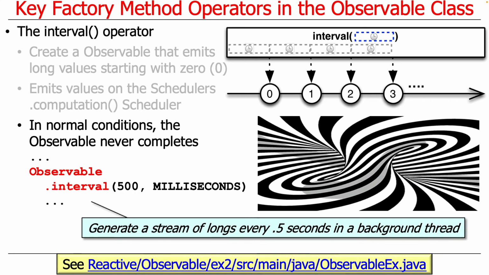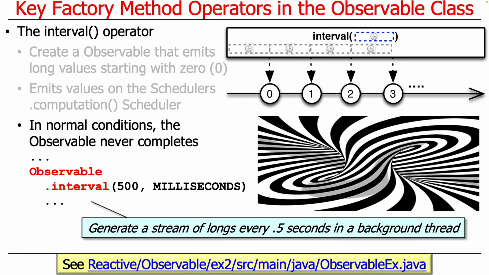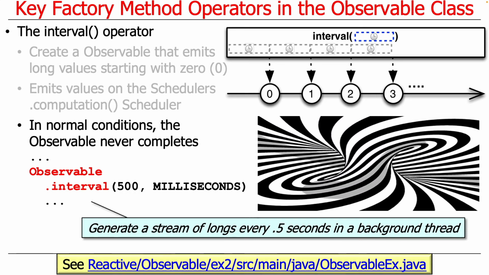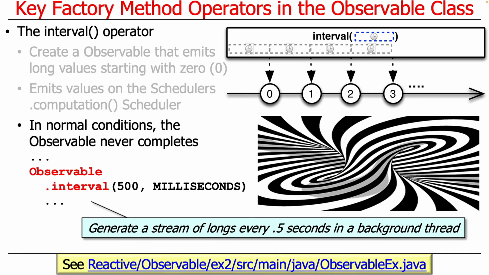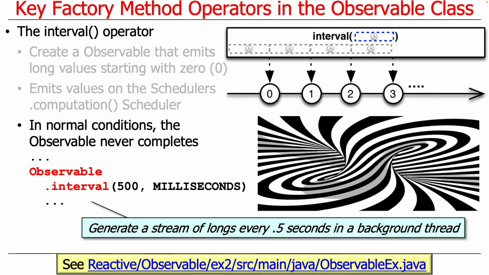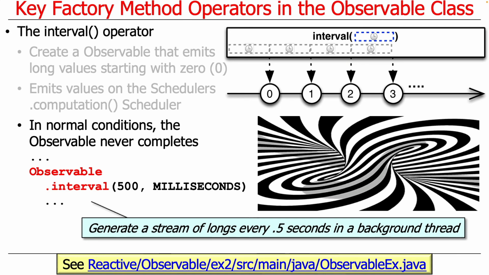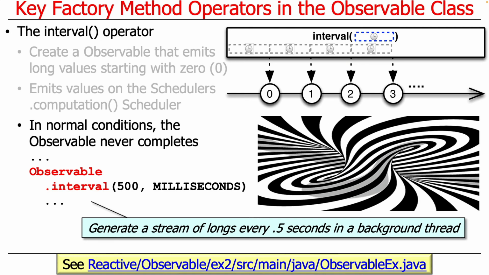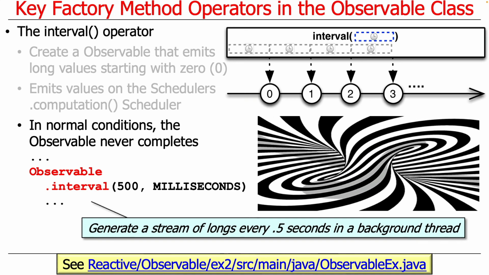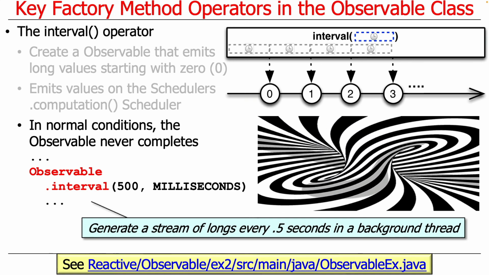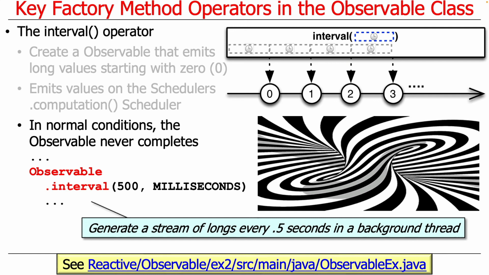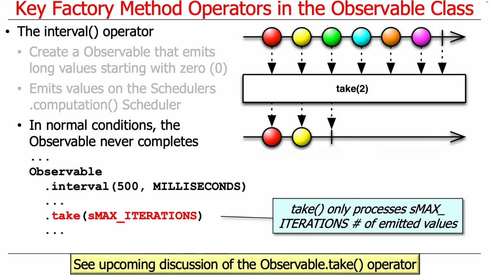Under normal conditions, the observable never completes. What does that mean? It means that you go ahead and say, I want to generate events starting at 0 every half a second, so every 500 milliseconds. And that will run in a background thread from the computation pool. And that'll just keep going forever. You typically don't want to run it forever, of course.